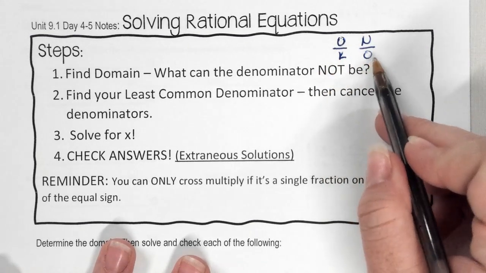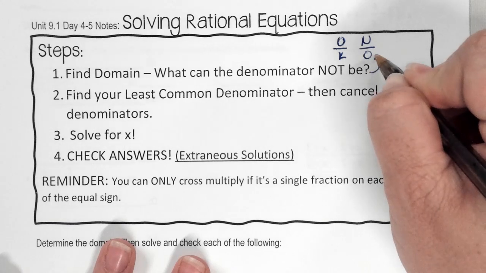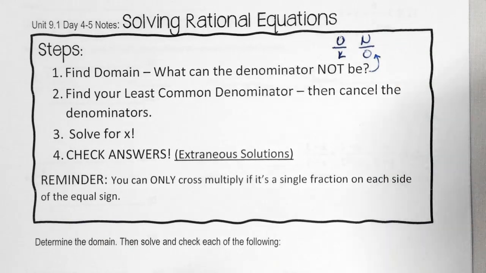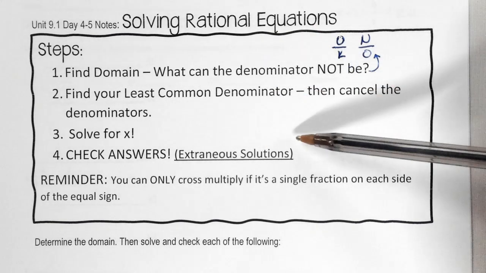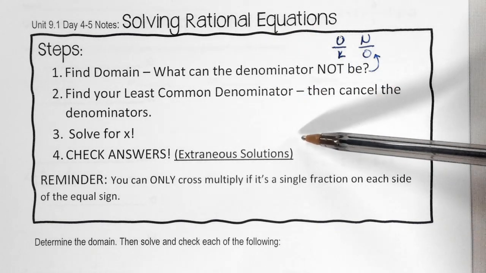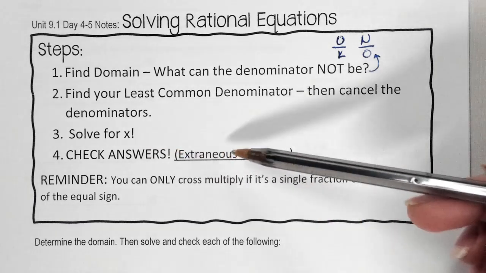So, it's not allowed to be 0 in the bottom, which is what we're going to think about whenever we're finding what it can't be. You have to find your least common denominator and then cancel the denominators to solve. Yes? Okay, solve for x, check answers, extraneous solutions.